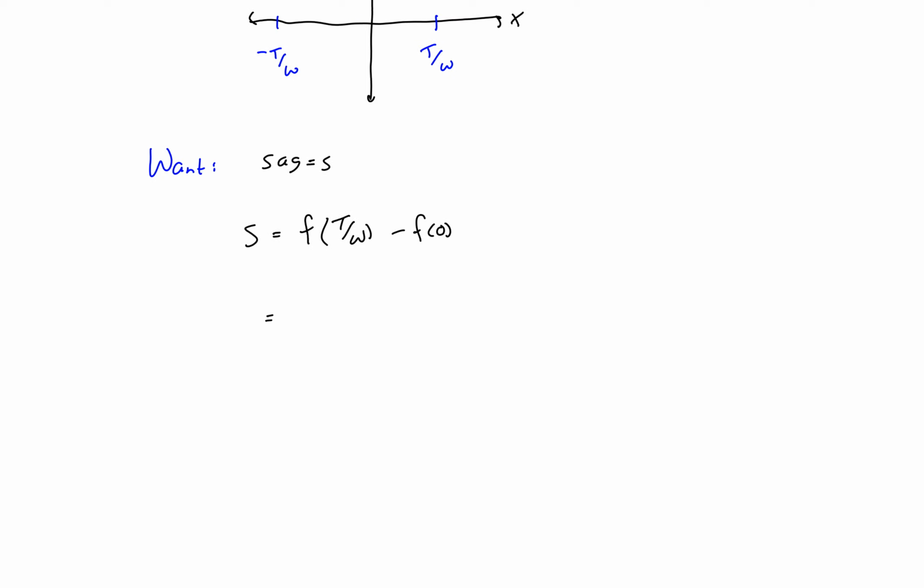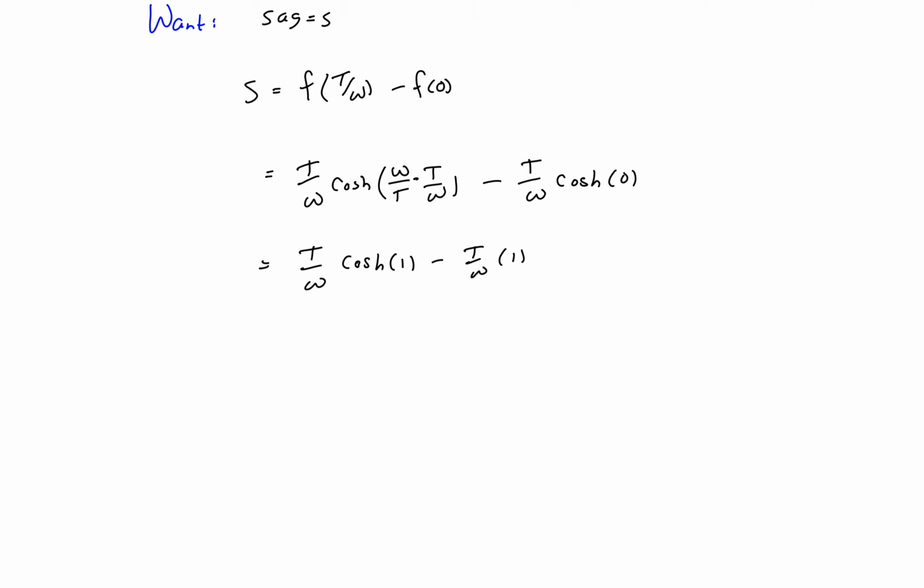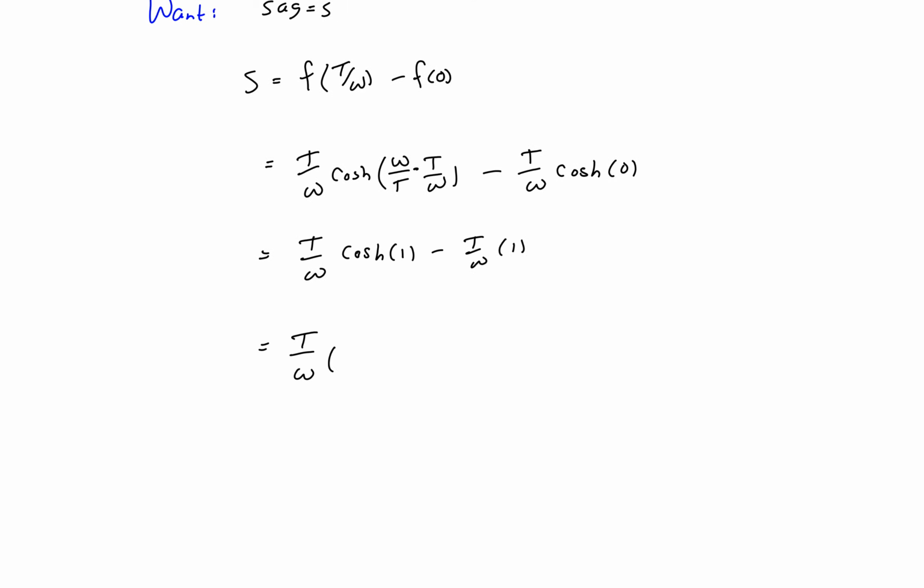And so if we plug this in, this is (T/w) cosh((w/T)(T/w)) minus (T/w) cosh(0), which we know the second one is 1, so this is T over w. And now if I simplify this, I just get a 1 in there. So the sag is just (T/w)(cosh(1) minus 1).